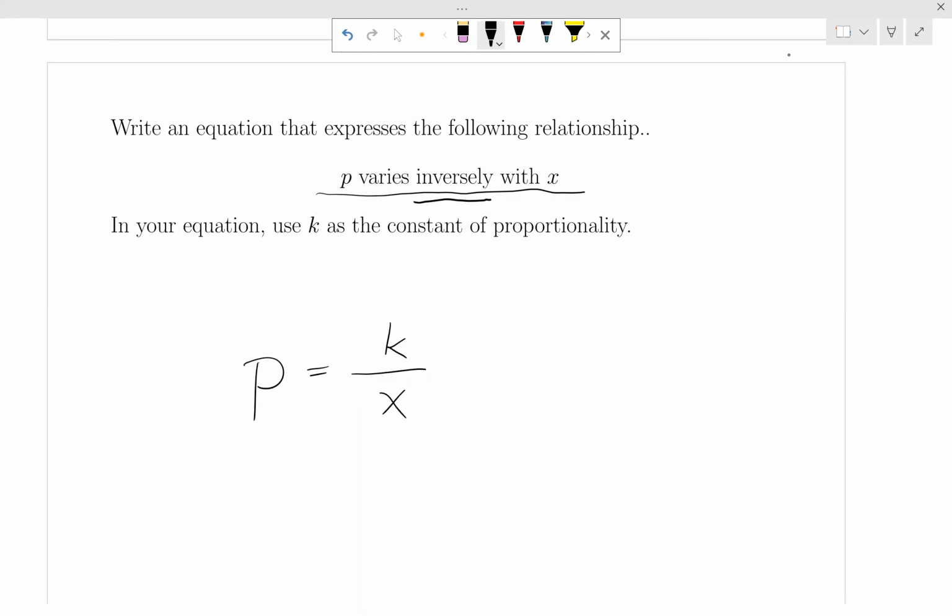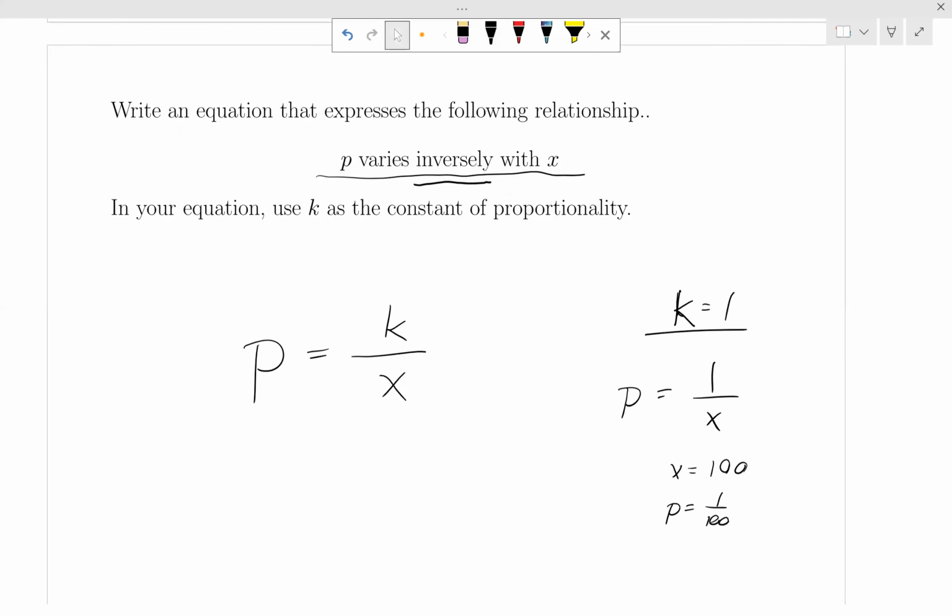So like if I was plugging in numbers in for X that kept getting bigger and bigger and bigger, my P is going to get smaller. So for example, if my K is 1, you could pick any K, but if my K is 1, just to make it a little bit simpler, P is equal to 1 over X. If I start plugging in values for X, like if I plug in, let's say X is equal to 100, then my P is going to be 1 over 100. So my X is getting bigger, my P is getting smaller.